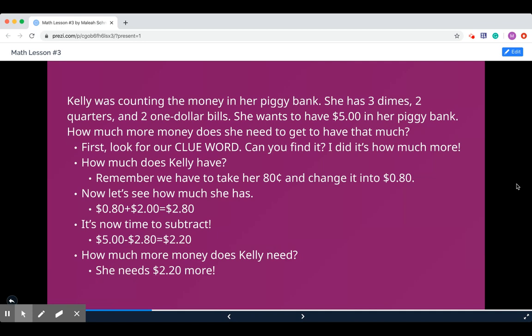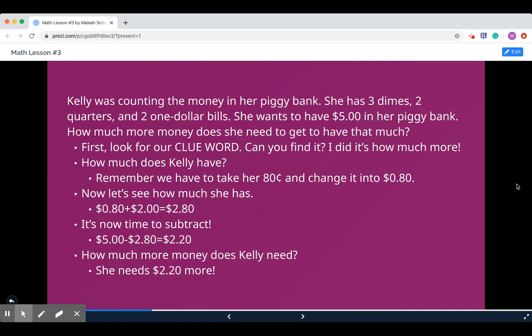Remember, how much more? What is that? How much more means we are subtracting, right? So how much does Kelly have? Once we add up her cents, we get to that 80 cents. We have to make sure we change it so it has that dollar sign in front. And we have the 80 is now behind our decimal. So we're going to take our 80 cents plus our $2, which equals $2.80.